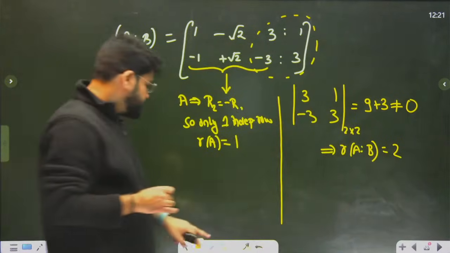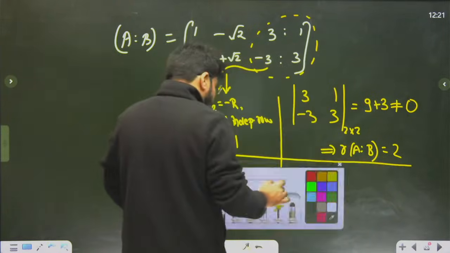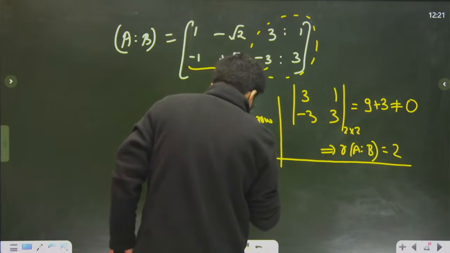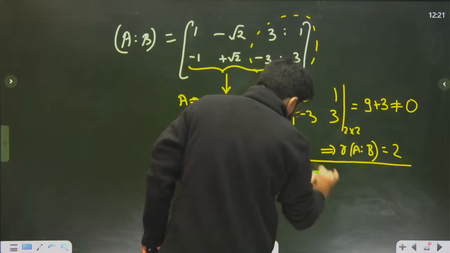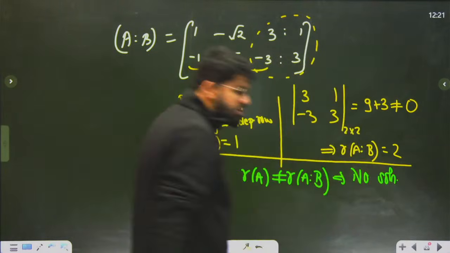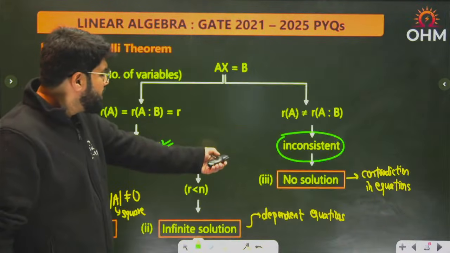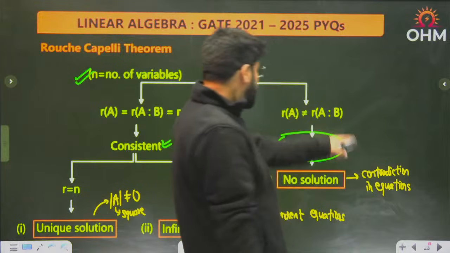Correct? If you have a 2 by 2 non-zero minor, rank will be 2. So what is the condition here? Rank of A not equal to rank of A|B. That is what gives no solution. The system is inconsistent. That is what I have shown you in the table also. Rank of A not equal to rank of A|B.